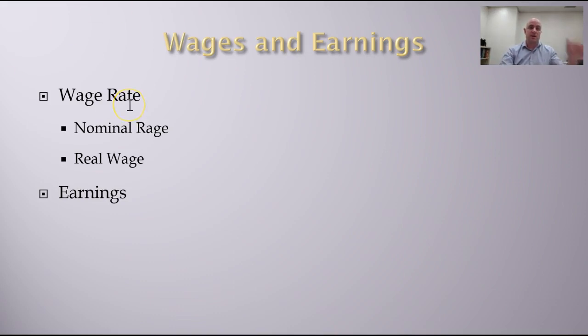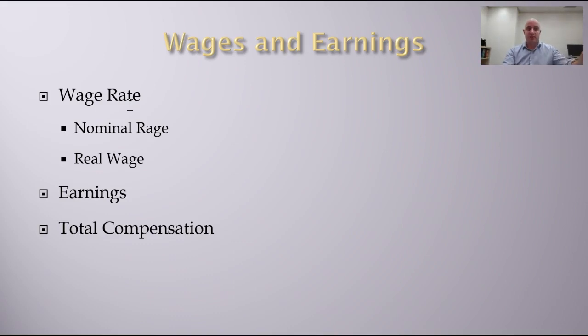So earnings. You have your wage, that's how much you make per unit of time. Your earnings is going to equal whatever your wage rate is times the time worked, the number of hours worked. So it's the total amount of money you get in some set period of time, whereas wage is how much you get in just one unit of that.